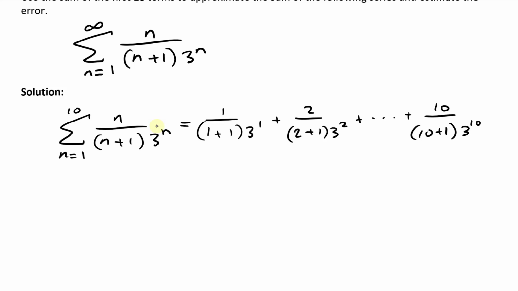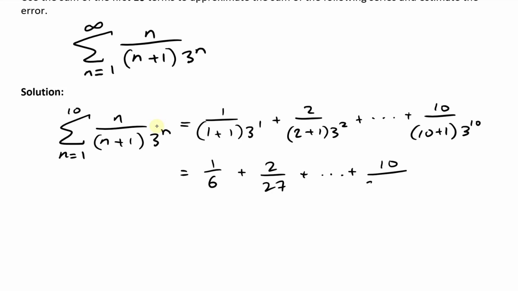And let's see what the first few terms are. So 1 over, this is going to be 1 plus 1 is 2 times 3 is 6. So 1 over 6 plus, this one's going to be 2 over 3 times 3 to the power of 2, which is 9. So 3 times 9 is 27. And then plus dot dot dot all the way to here. We're going to get 10 over, right here, 10 plus 1 is 11 times 3 to the power of 10.